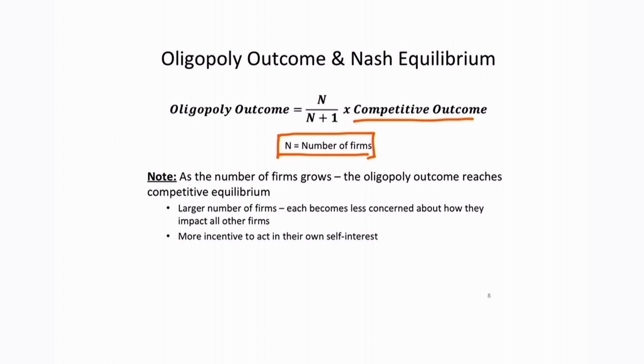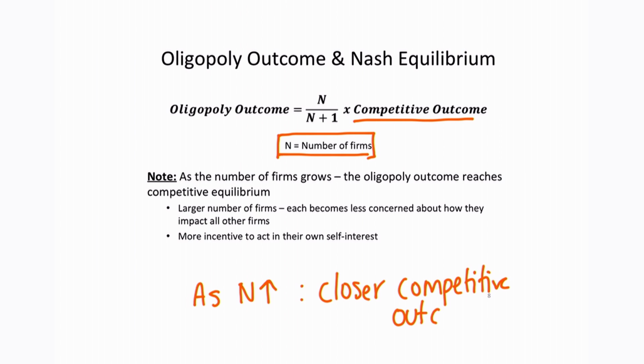So what we're going to see is that as the number of firms increases, we get closer to the competitive outcome. Because it becomes more and more difficult for the firms that are in the oligopoly market to cooperate. So there's going to be more and more incentive to cheat.